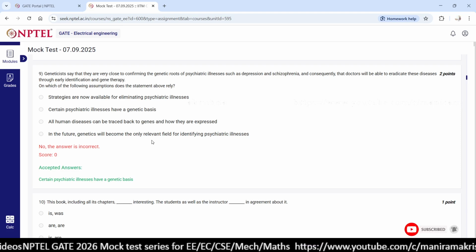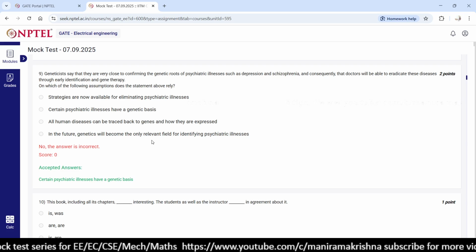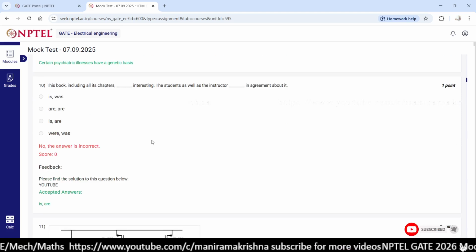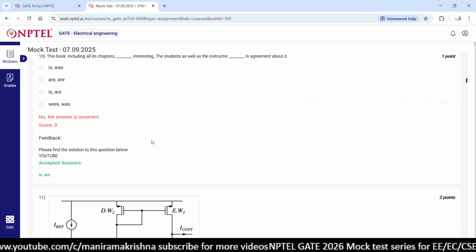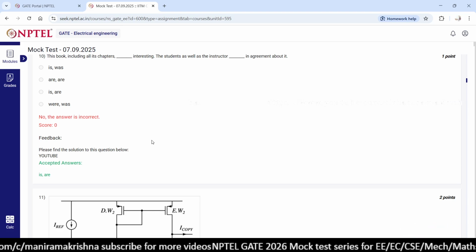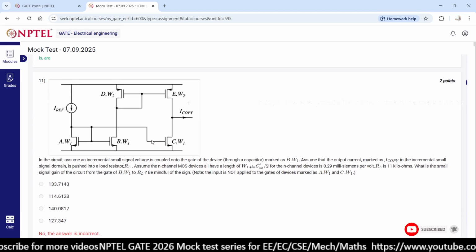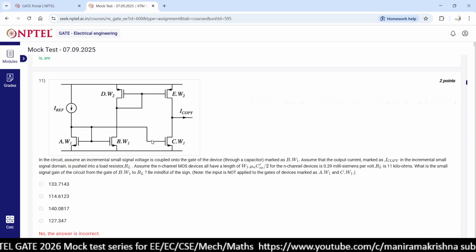Please go through the question in detail and identify the answer. Next, the 10th question we have, the English question. Next, the 11th question, related to digital electronics.